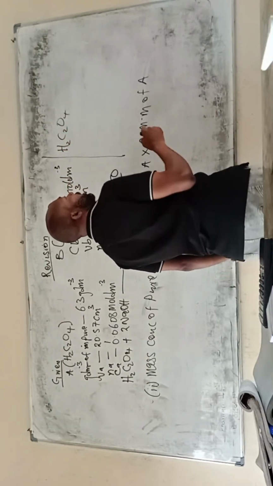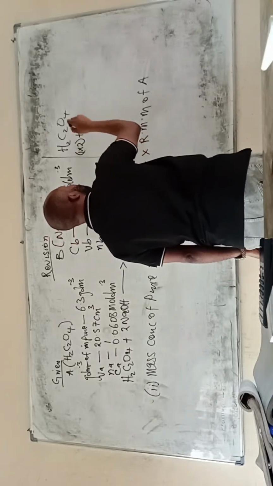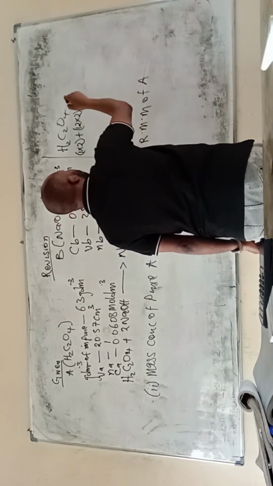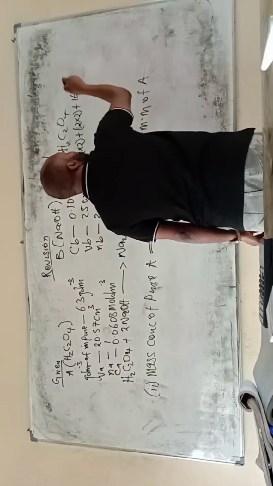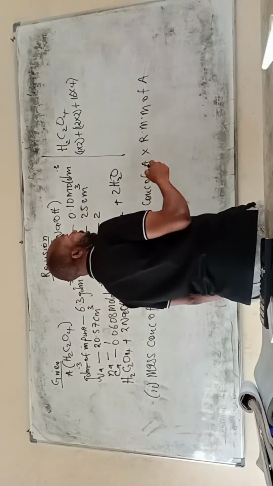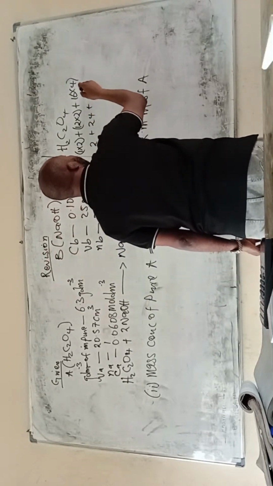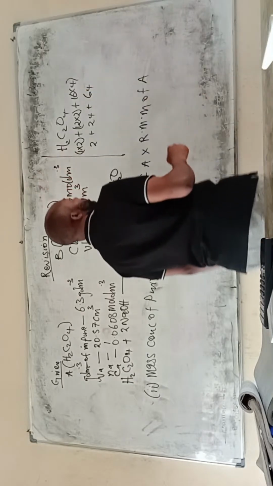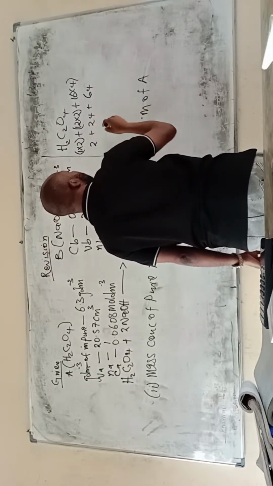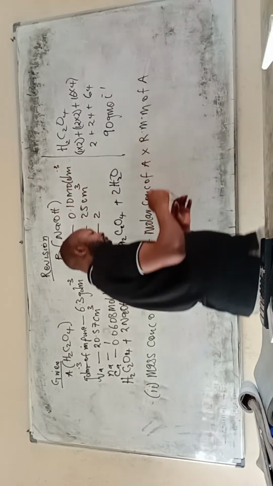H2C2O4. Now, hydrogen mass number is 1, so 1 times 2, plus carbon is 12, 12 times 2, plus oxygen is 16, 16 times 4. So if you go through all of these, we have 2 here, we have 24 here, and we have 64 here. Now if I add 64 plus 24 is 88, plus 2 is 90. So I have 90 g/mol.